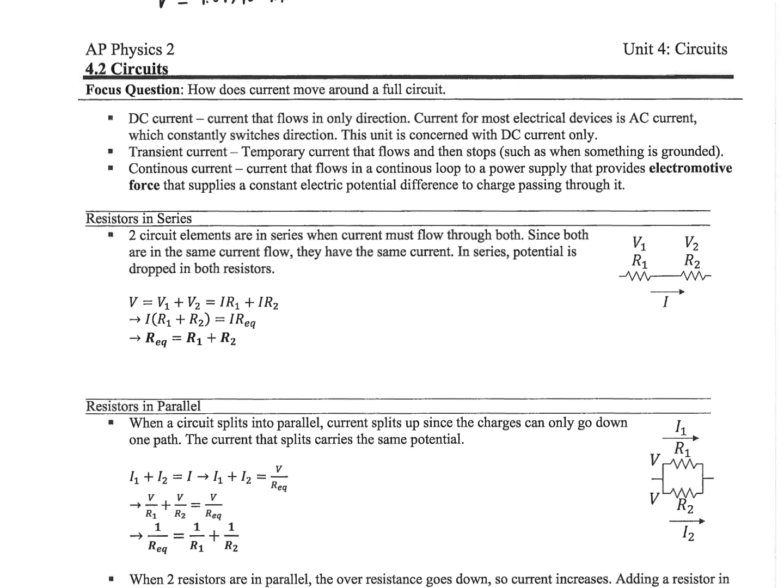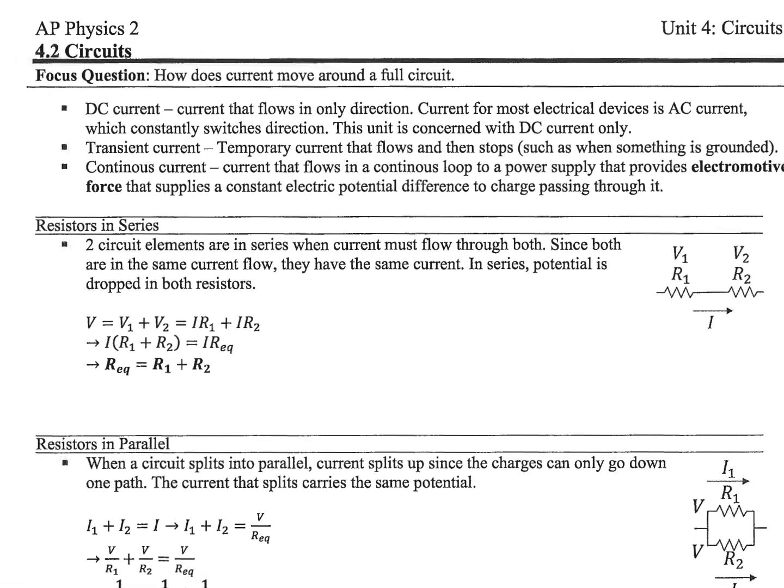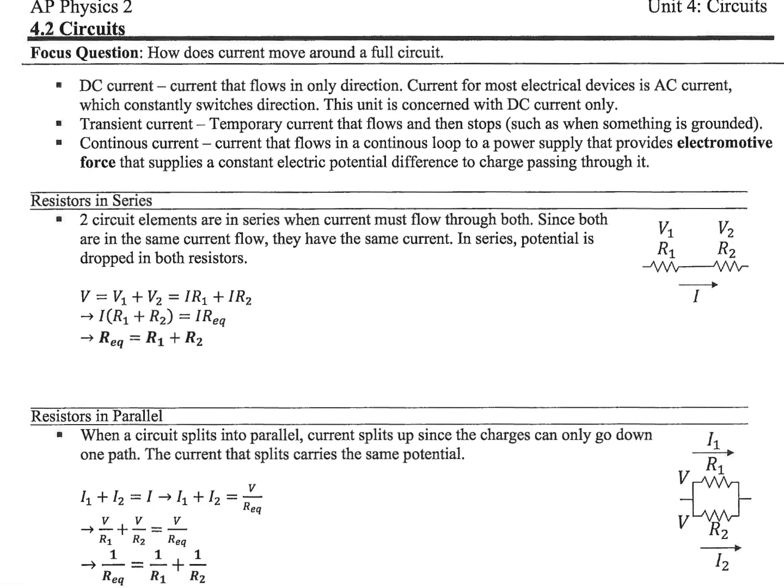So circuits. What we're looking at is how current moves around a full circuit. Keep in mind the analogy I gave you: the current is like the volume of the river and the voltage is like the strength of the current, okay? All right, so DC current. We need to talk about some basic stuff.